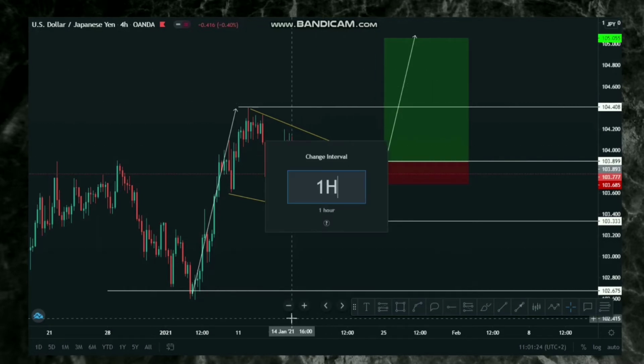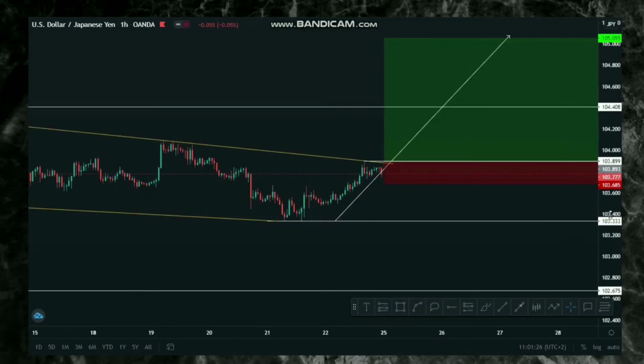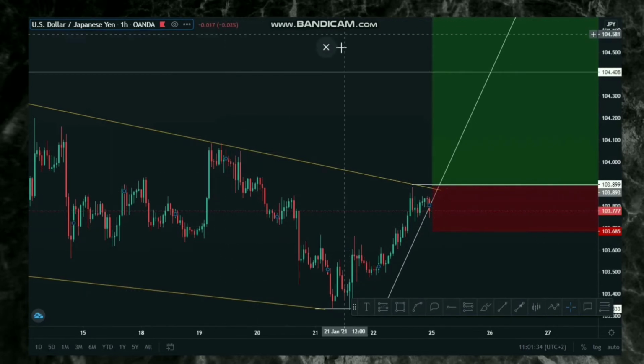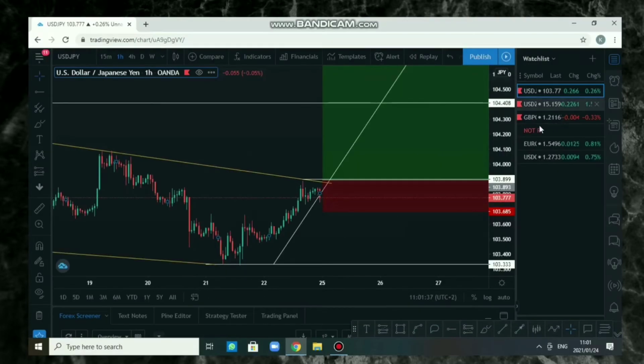On the 1-hour time frame, we're going to be looking for entries. That's when we're going to be taking our trades on the 1-hour time frame. When we get confirmations at this level, we're going to be taking our trades. Then we move into the next pair, which is USD/ZAR.